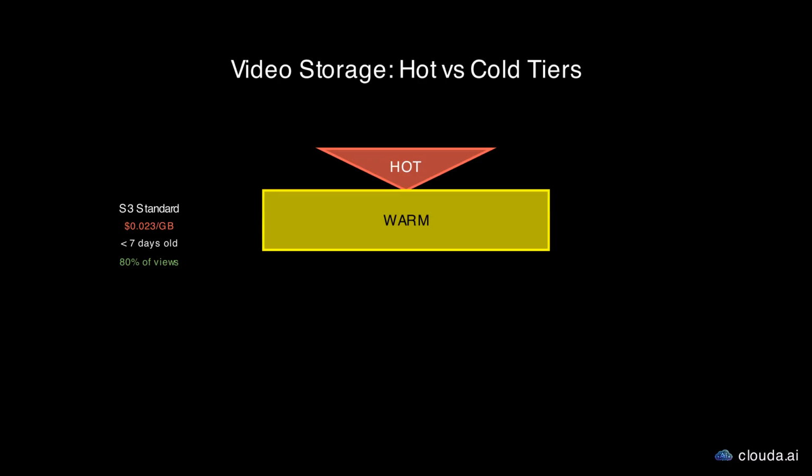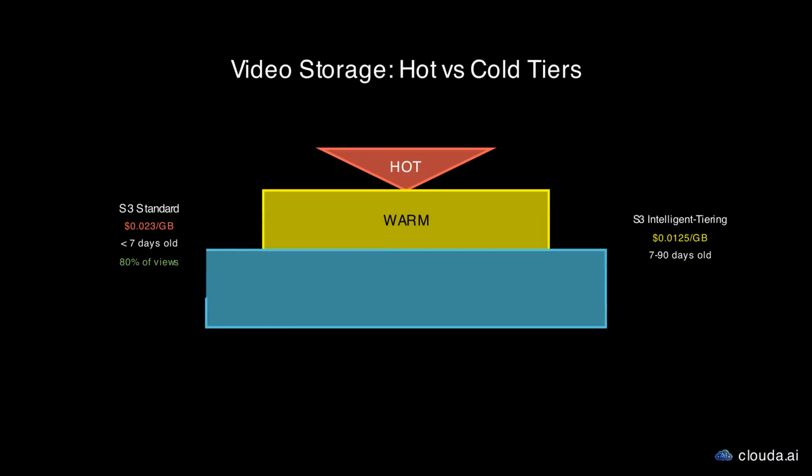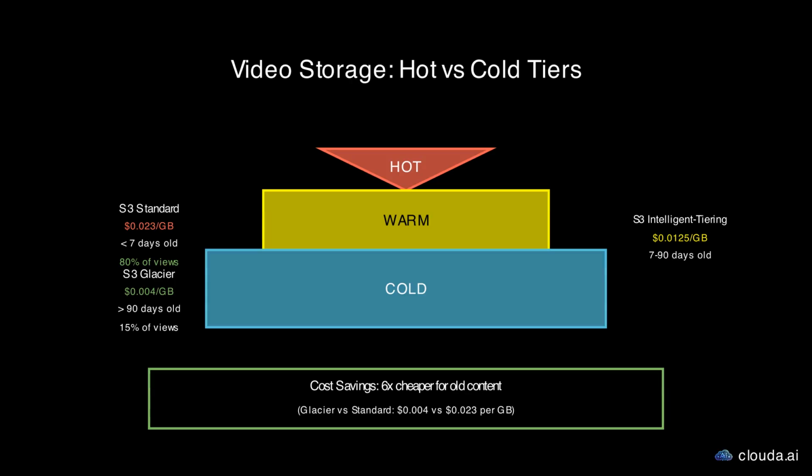The second critical trade-off is hot versus cold storage tiers. TikTok uses a 3-tier pyramid strategy. At the top is hot storage using S3 standard at $0.023 per gigabyte. This holds videos less than 7 days old, which receive 80% of all views. The small size but high cost is justified by massive traffic.